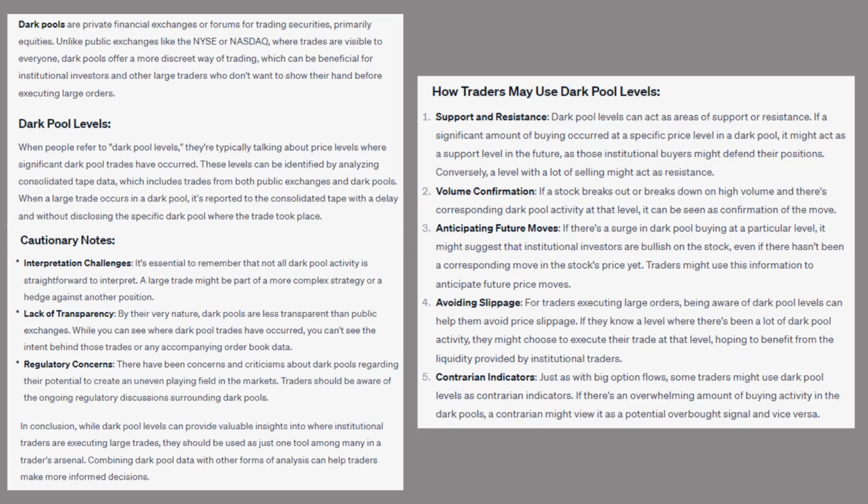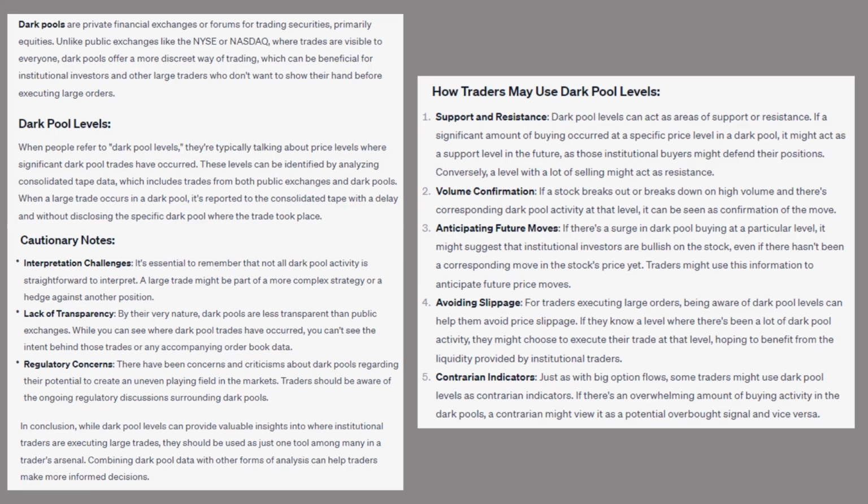And some of the ways that traders may use these dark pool levels is going to be as support and resistance. If a significant amount of buying occurred at a specific price level in a dark pool, it might act as a support level in the future as those institutional buyers might defend their positions. You can also use it for volume confirmation. So if a stock breaks out or breaks down on high volume and there's corresponding dark pool activity at that level, it can be seen as a confirmation of the move. Then you've got anticipating future moves. So if there's a surge in dark pool buying at a particular level, it might suggest that institutional investors are bullish on the stock, even if there hasn't been a corresponding move in the stock's price yet.